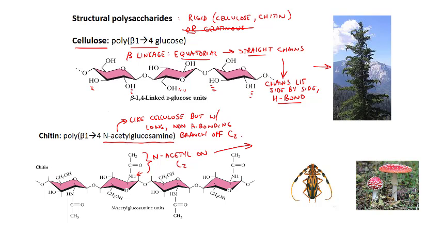So chitin is not as rigid as cellulose. And the reason for that is because this big, long N-acetyl group interferes with the packing between molecules, and therefore chitin is less rigid than cellulose.